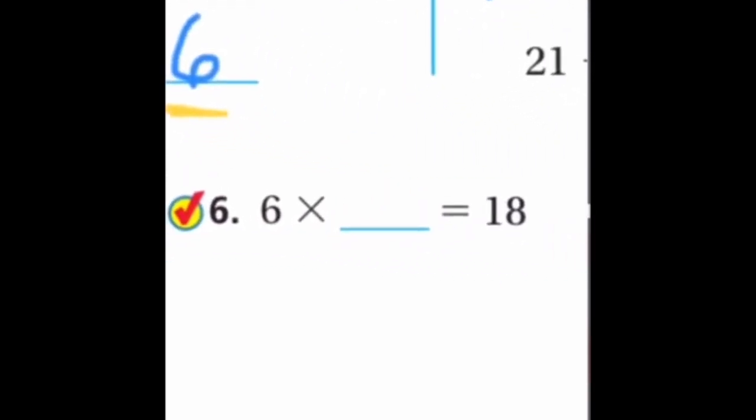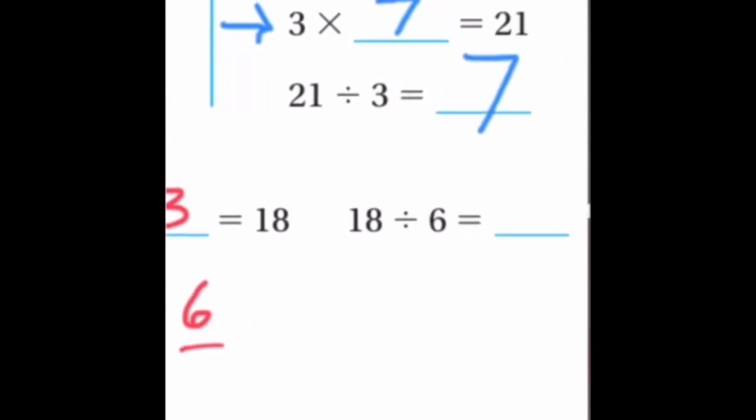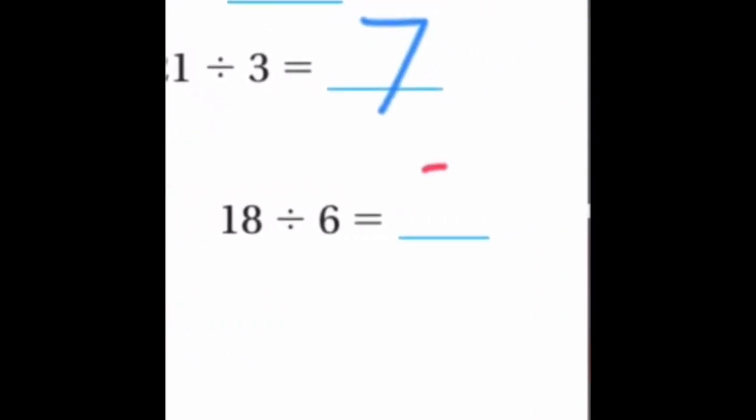Question 6. 6 times something equals 18. I'm going to use more of a shortcut here. Count by 6s. 6, 12, 18. I have 1, 2, 3 6s. 6 times 3 is 18. If you know that multiplication fact, nice job. You're doing a great job. Remember, our goal is to memorize all of those multiplication facts up through 10 by the end of the school year. So 6 times 3 is 18. That means 18 divided by 6 equals 3.